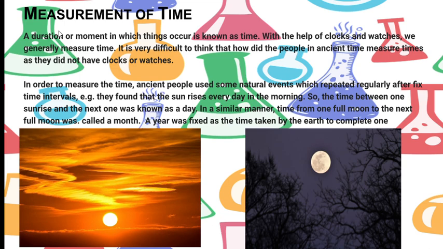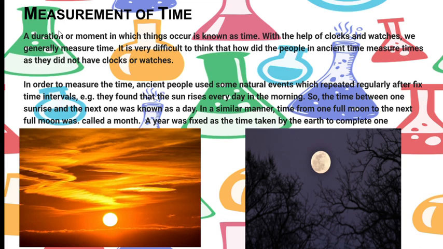It is very difficult to think how people in ancient times measured time, as they didn't have clocks or watches. In order to measure time, ancient people used some natural events which repeated regularly after fixed time intervals. For example, they found that the sun rises every day in the morning, so the time between one sunrise and the next one was known as a day.